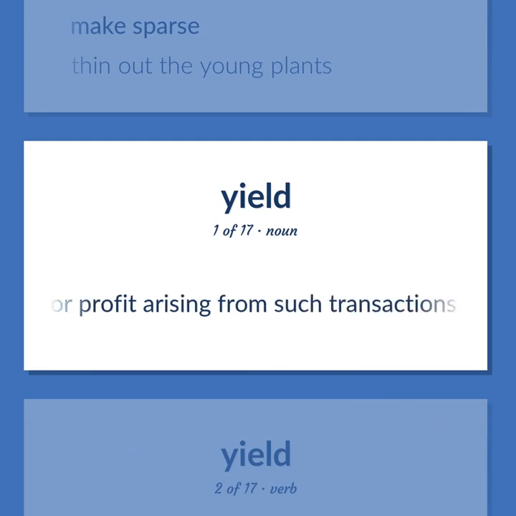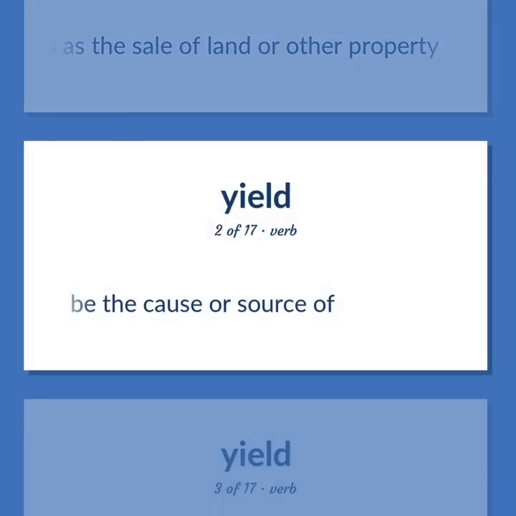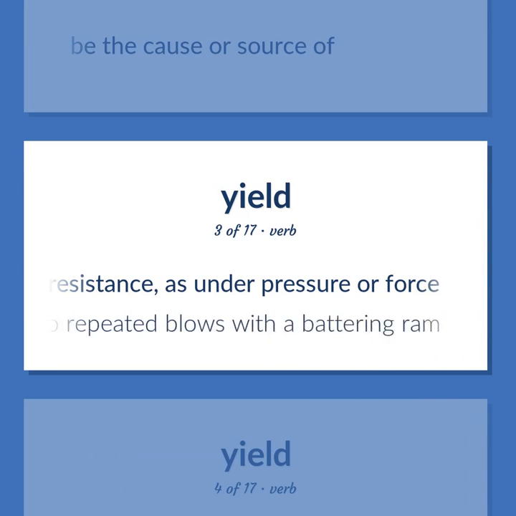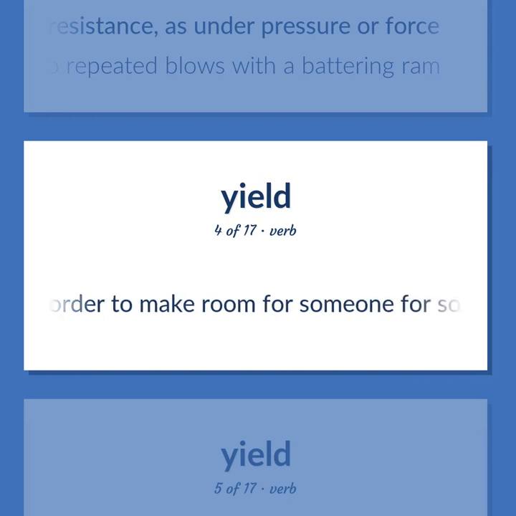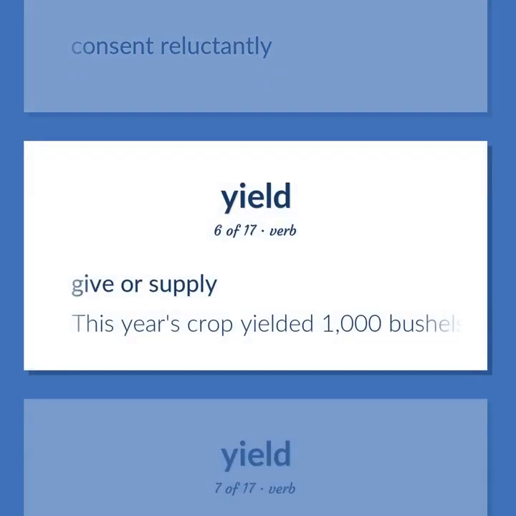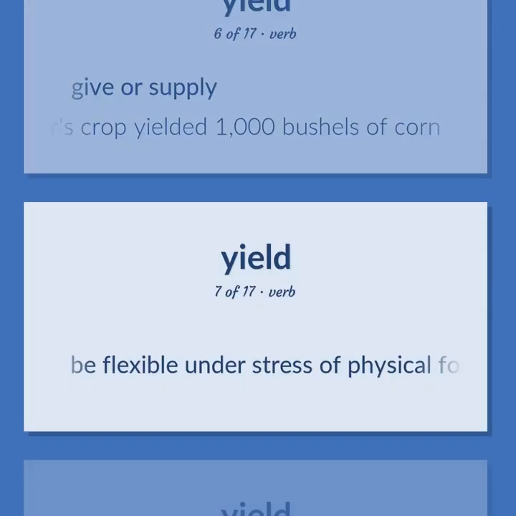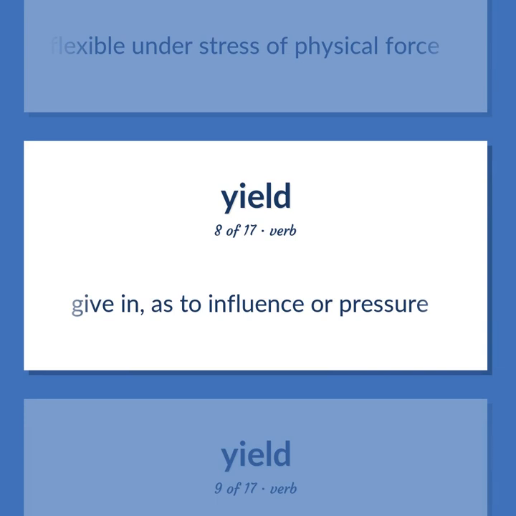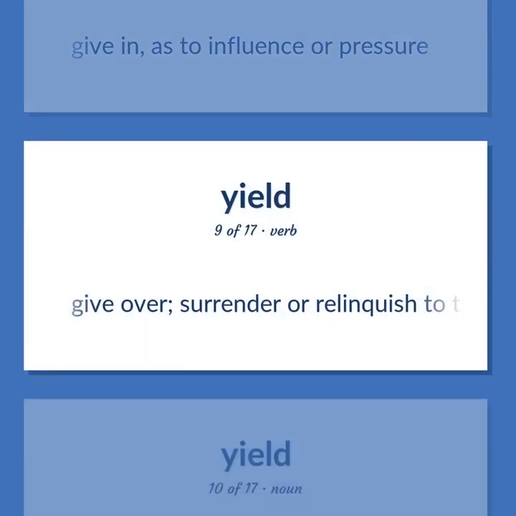The income or profit arising from such transactions as the sale of land or other property. Be the cause or source of. End resistance, as under pressure or force. The door yielded to repeated blows with a battering ram. Move in order to make room for someone for something. Consent reluctantly. Give or supply. This year's crop yielded 1,000 bushels of corn. Be flexible under stress of physical force. Give in, as to influence or pressure. Give over. Surrender or relinquish to the physical control of another.